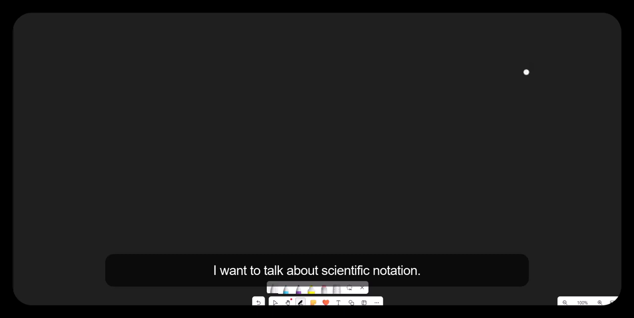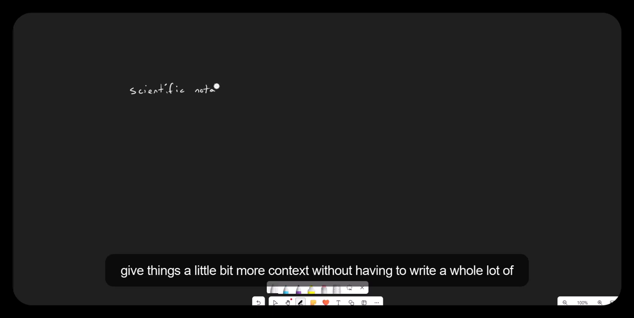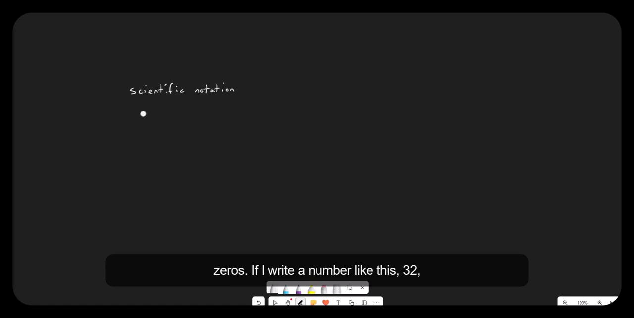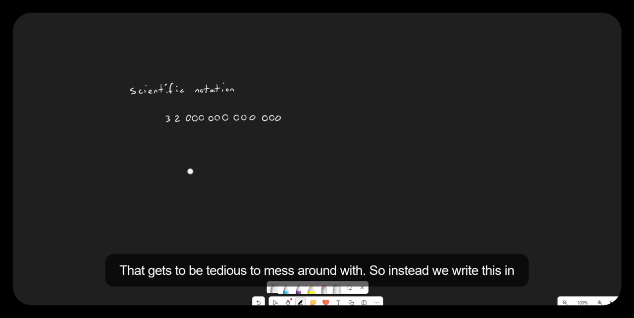I want to talk about scientific notation. So scientific notation uses the idea of powers of 10 to give things a little bit more context without having to write a whole lot of zeros. If I write a number like this, 32, let's put that many zeros, I didn't really count. That gets to be tedious to mess around with. So instead we write this in scientific notation.